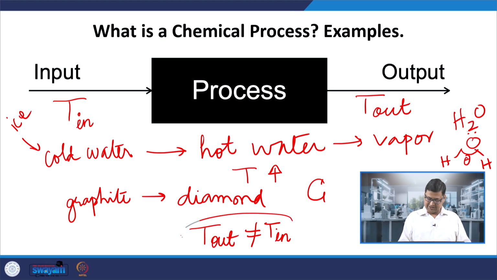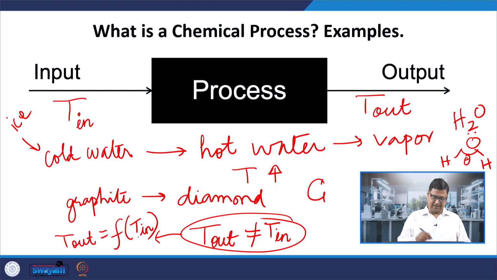And then if this is not happening, then clearly this T out is going to be some function of T in, and it may depend on other things. For example, how I am heating, what is my heating rate, let's say Q, right? So that Q now becomes a parameter of the system, and it dictates how this system or this process is going to behave. So you can have some parameters coming in there as well, right?